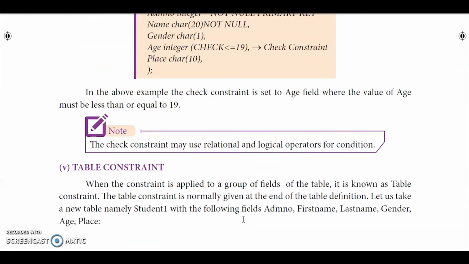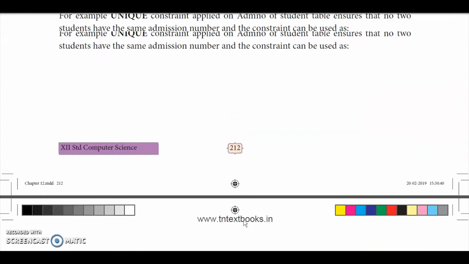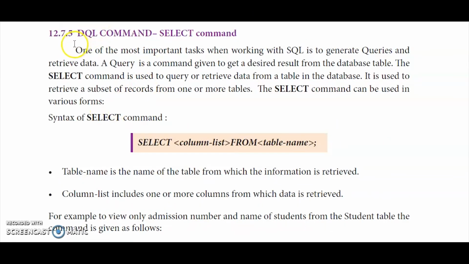So up to this we have seen the 4 types of constraints. What are the 4 types of constraint? Unique constraint, primary key constraint, default constraint and check constraint. Clear? So next we are going to see the DQL command, that is the select command.